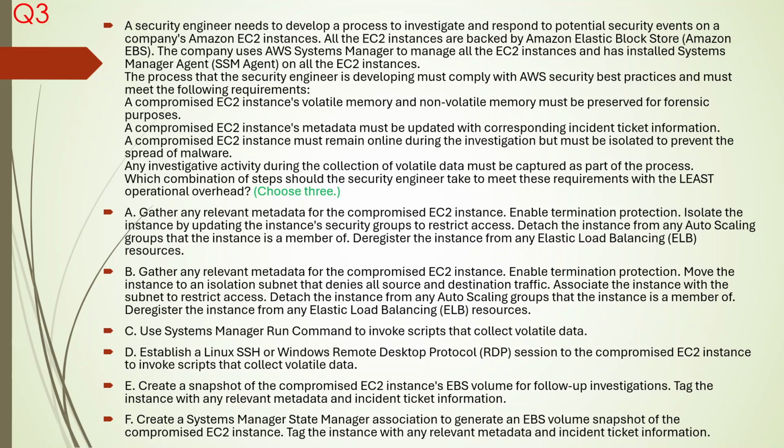Letter C is use the Systems Manager Run Command to invoke a script to collect volatile data. Letter D is establish a Linux SSH or Windows RDP, or Remote Desktop Protocol, session to the compromised EC2 instance to invoke the script to collect volatile data. Letter E, create a snapshot of the compromised EC2 instance's EBS volume for the follow-up investigation. Tag the instance with any relevant metadata and incident ticket information.